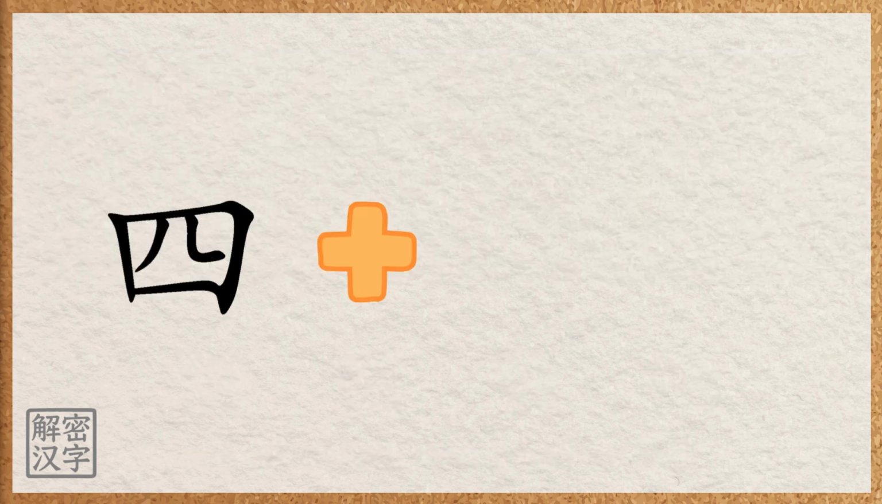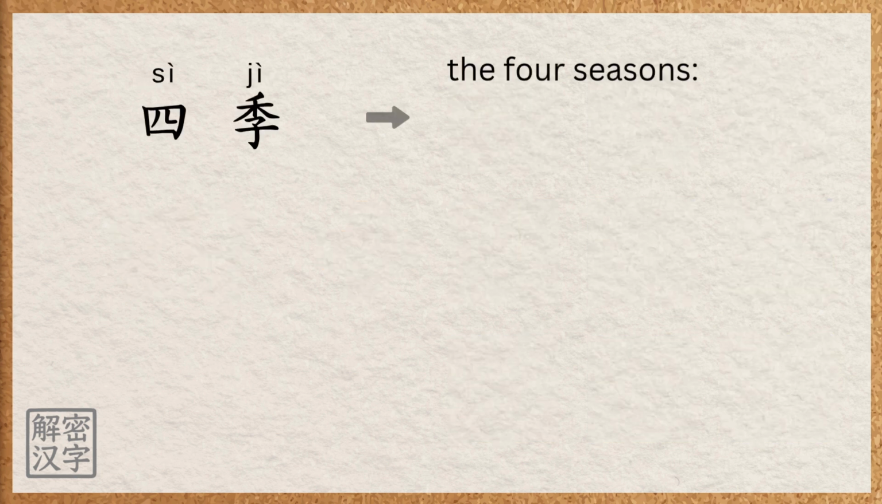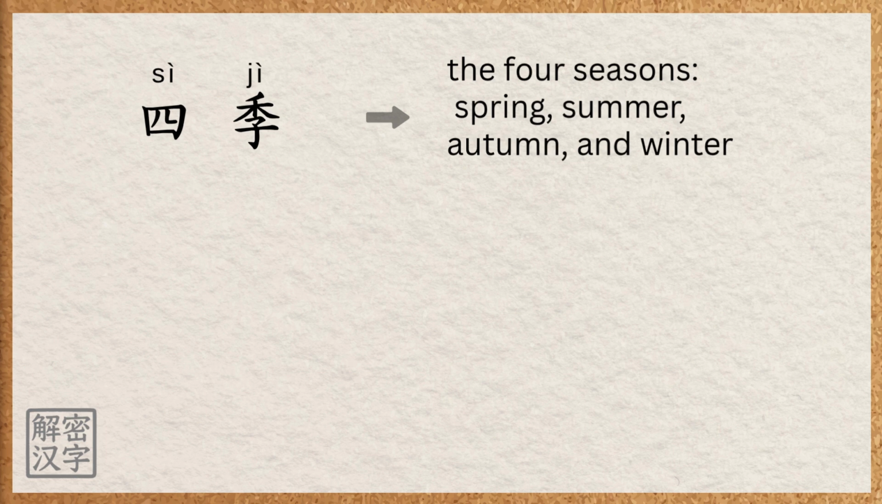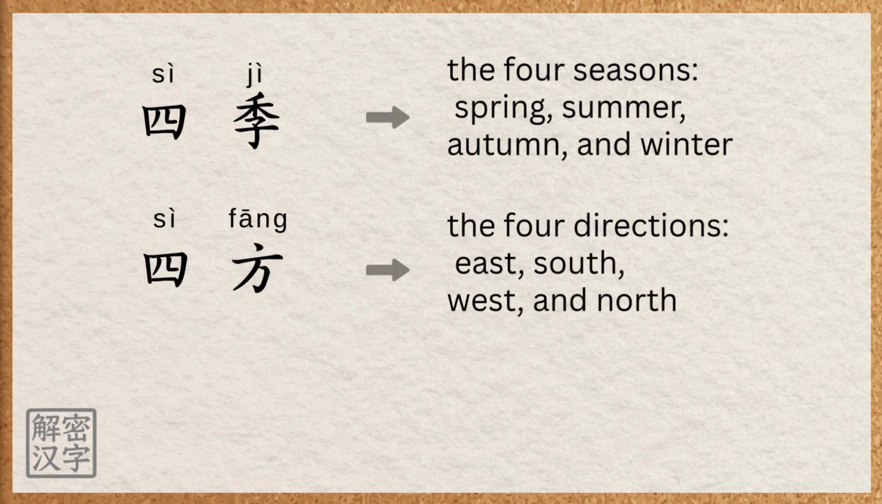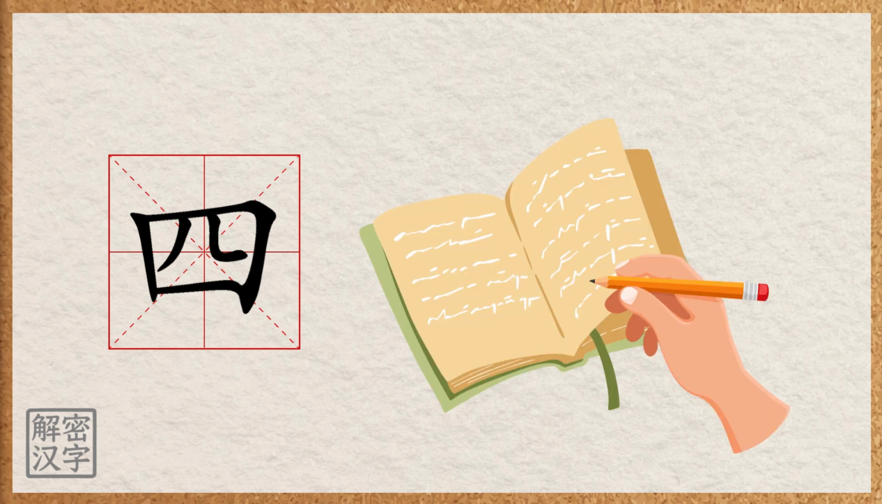The character si can also form many useful words, such as 四季 means the 4 seasons, spring, summer, autumn, and winter. 四方 means the 4 directions, east, south, west, and north. 四周 means the nearby area, all around you. Let's practice reading it together. 四 四 四.